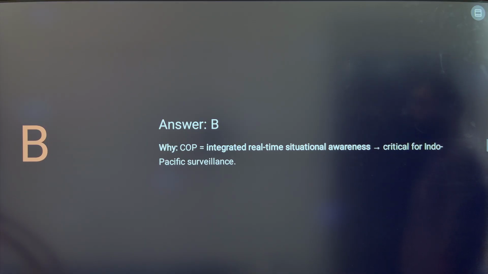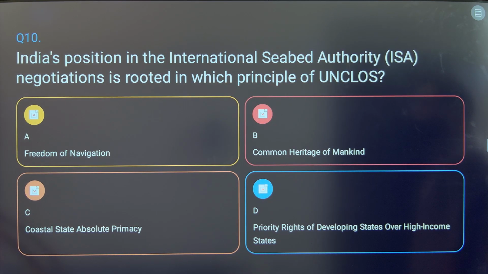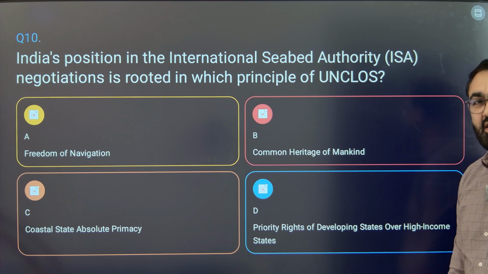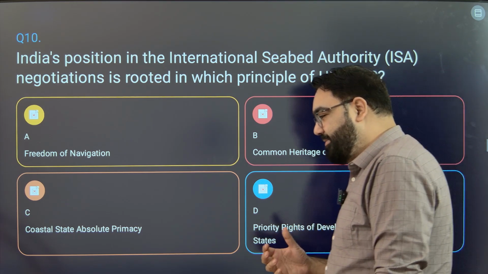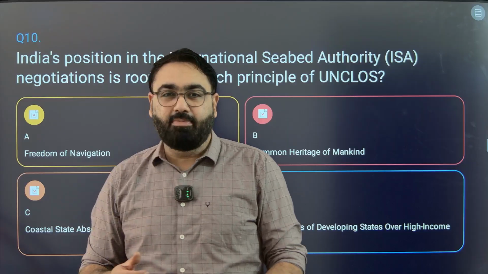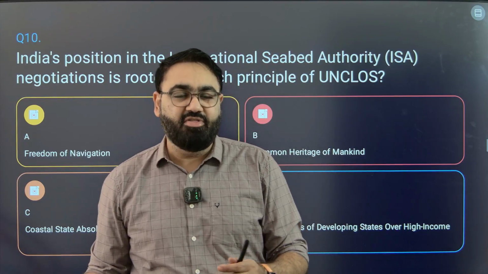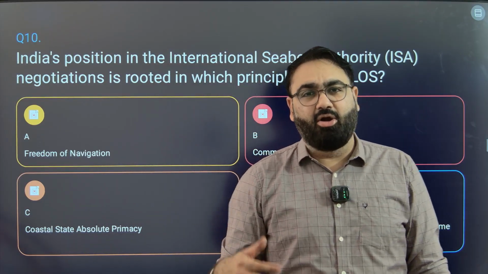Moving on to question number 10 then. India's position in the International Seabed Authority negotiations is rooted in which principle of UN clause? That is, UN Convention on Law of Sea. This is the body located in Jamaica. This is the one that determines up till what limit would a country have for their exclusive economic zone, for example. How does India negotiate?